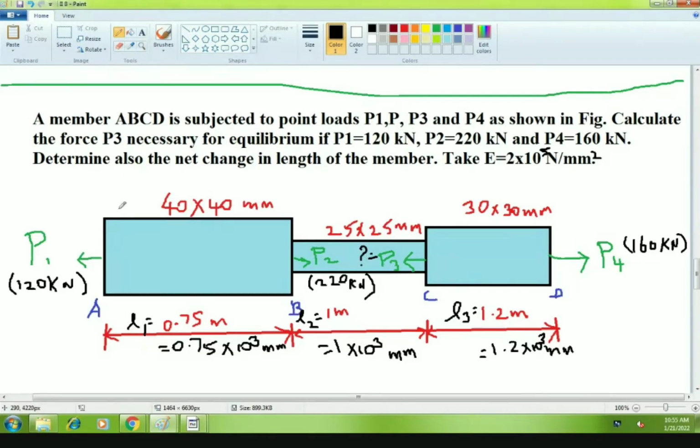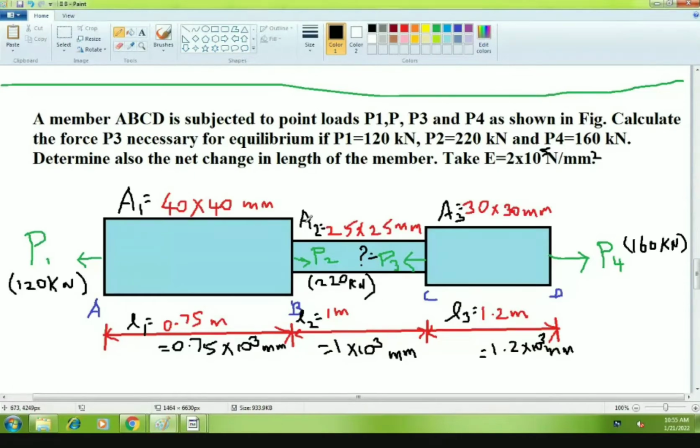This is A1, A2. What is the area formula for this component? It is not necessary to use B into D, because they clearly gave it is a square body, 40 by 40, so 1600. Do you understand the logic?